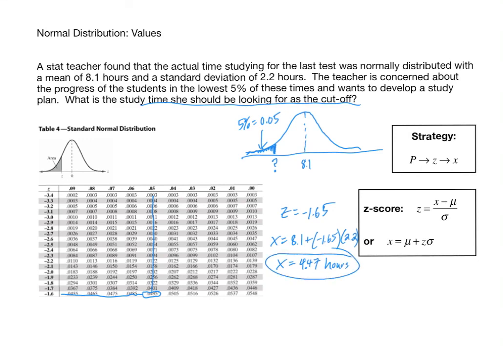So this stat teacher wants to target an intervention for any students that study for 4.47 hours or less. That would put them in the bottom 5% of study times.